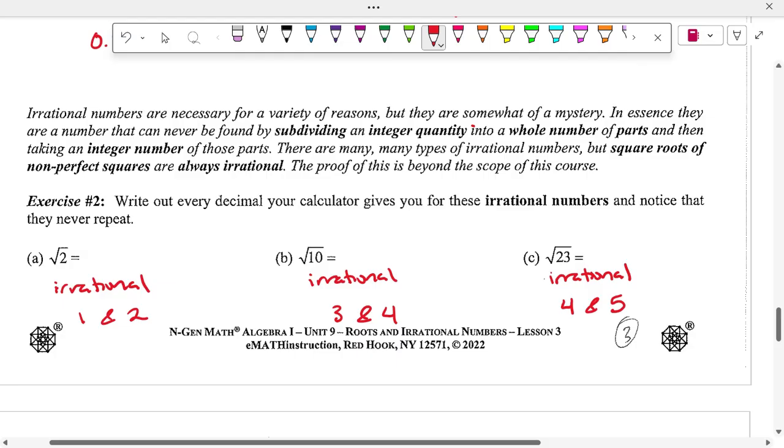So if you have to ask yourself, okay, where would square root of 10 be? Okay, I know it has to be between square root of 9 and 16. Well, if I take the square root of those two numbers, that's 3 and 4, so it's probably 3 point something. All right.